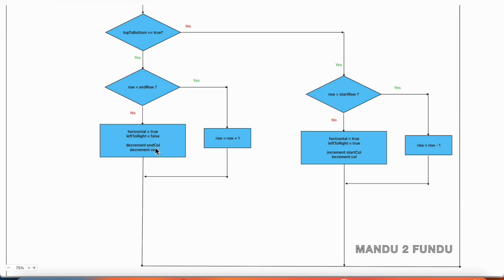Next, we decrement the end column index so that the last column will be ignored in the further traversal, and also we decrement the current column index so that the next element will be positioned in the next row.